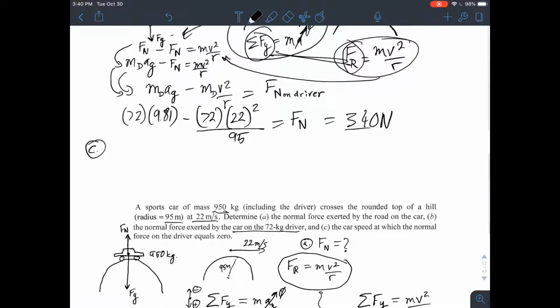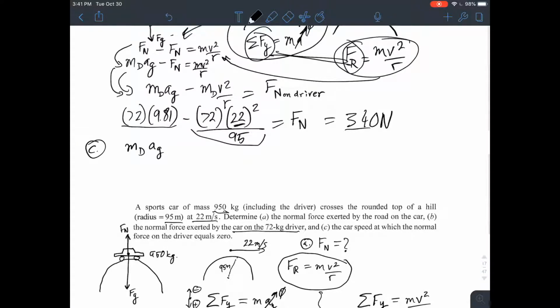Same problem, part C. The car speed at which the normal force on the driver equals 0. So now they're saying how fast should the driver go such that the car is just about to take off the ground. It's going to just fly into the air. The driver is going so fast, right? So we've been working on this equation for a while. So let's just see. We want the mass of the driver and acceleration due to gravity. This is a bigger number every time than this one, right? That's why we end up with 340 newtons.